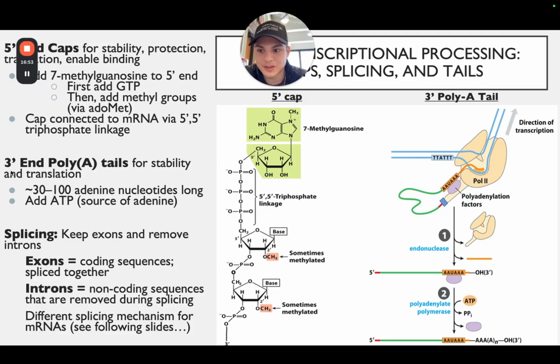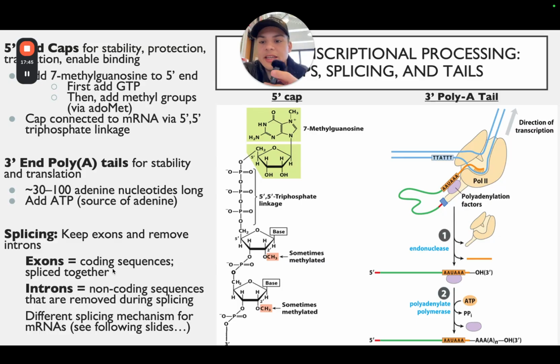Then for the 3' end poly A tails, these are also for stability. This is on the 3' end, so it's on the opposite side. Usually the 3' end poly A tail is just 30 to 100 adenine nucleotides long, and we add ATP to this in order to catalyze it. As you can see here, polyadenylate polymerase is the enzyme that catalyzes it. You should know the enzyme for it, and that it just uses ATP. It adds to the string of adenylate, or adenine nucleotides.